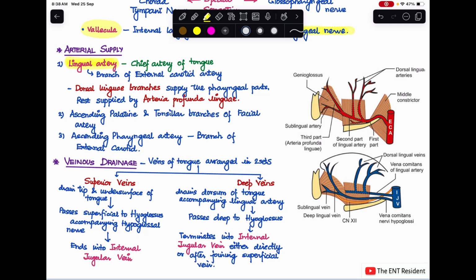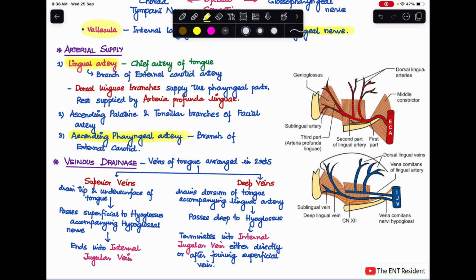So this was the chief artery of the tongue. There are some other arteries which also supply the tongue, which include the ascending palatine and the tonsillar branches of the facial artery, and the ascending pharyngeal artery, which is again a branch of the external carotid artery.